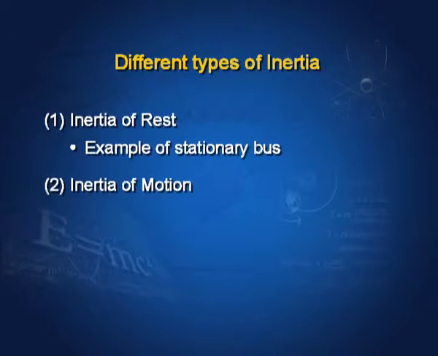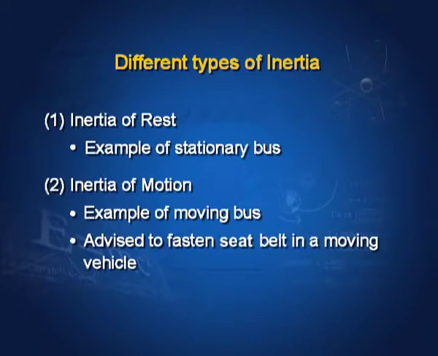Second type of inertia, that is inertia of motion. It says that if an object is in the state of motion, then it tries to remain in motion. Let's have a look at an example. Let's say you are standing in a moving bus. So your body is moving with the bus. Suddenly, if the driver applies brakes, then your lower body, which was in contact with the bus, slows down, while the upper body, which was in motion, continues to be in motion. As a result, you may fall in the forward direction. This is the reason that you are advised to fasten the seat belt in a moving vehicle.